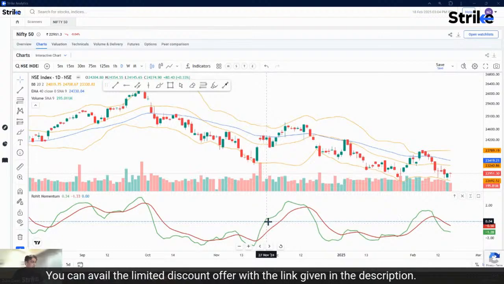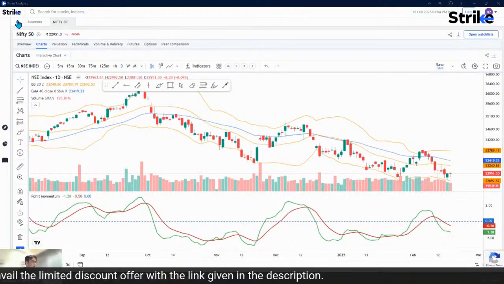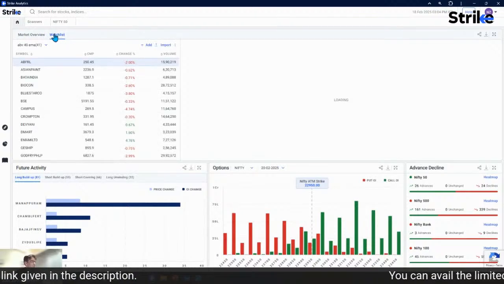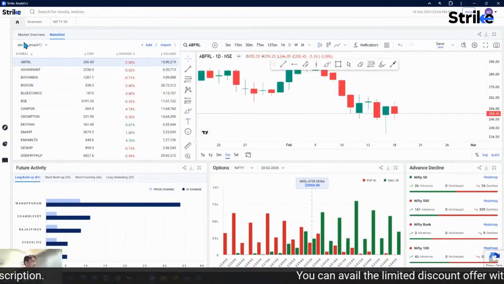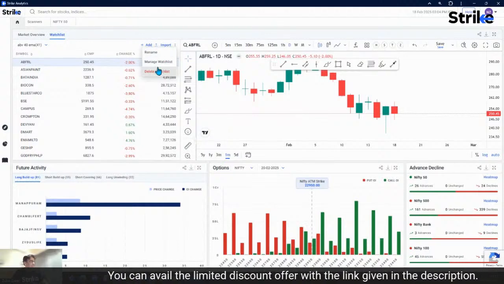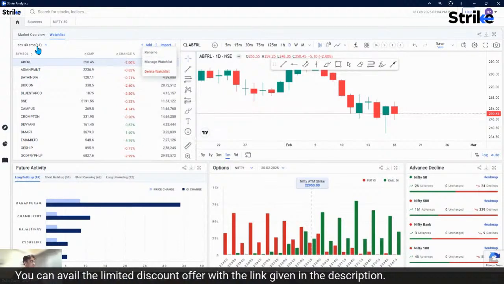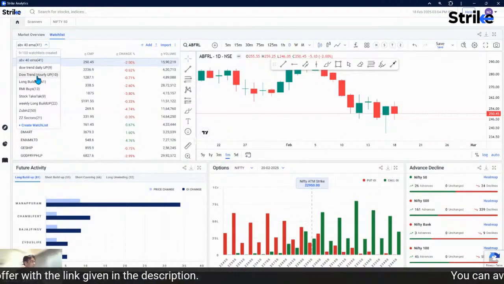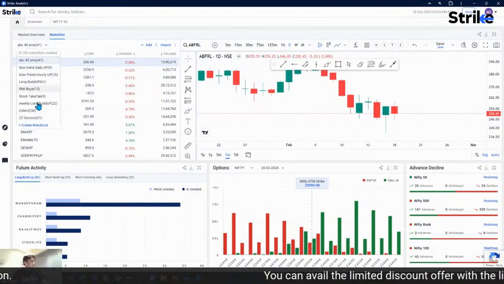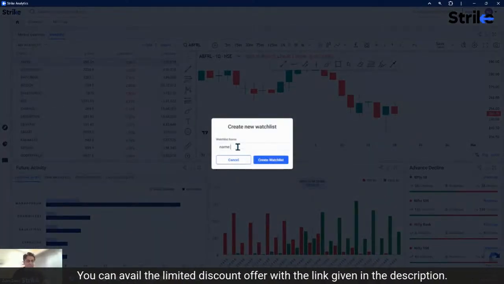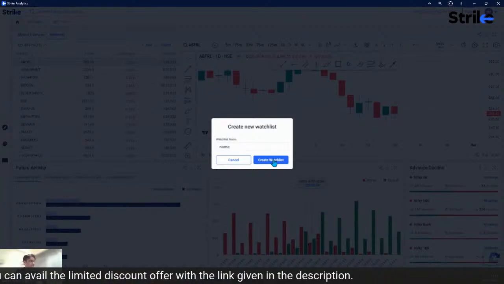Okay, so you can come to the home page. You can click on watch list. You can create a watch list over here. There are three dots. You can click here and say manage watch list, or if you want to delete this, you can delete the watch list. Let's suppose I want to create a new watch list. So you click here and say create watch list, and give a name. All right, and say create.